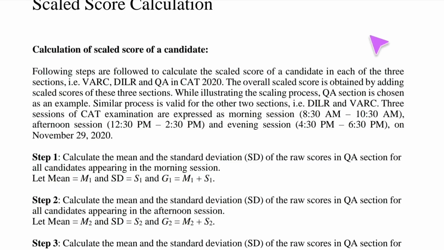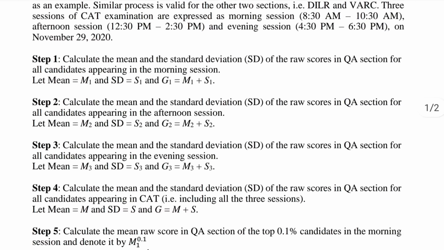Yeah, so there are 3 slots now. They updated the pattern as per the morning slot, afternoon slot and the evening slot. They are going to normalize the score according to all the slots. Step number 1 to 3 is basically calculating the mean, standard deviation and their total.